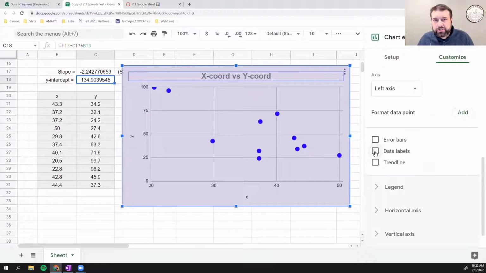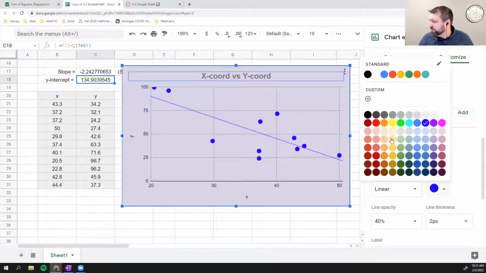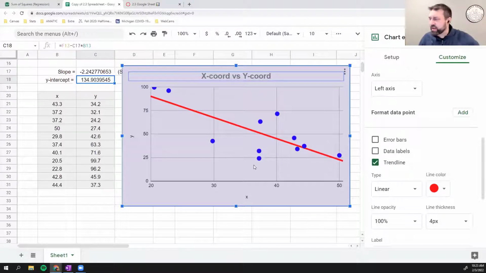But here is the checkbox that you really need to make sure you know where it is. Trend line. So go ahead and click trend line. Boop, and there it is. It automatically puts that line of best fit right into your graph. And I'm going to make this a red trend line. Maybe we'll thicken it up a little bit so you can see it better. We'll increase the opacity so it's in there like 100%. That's a nice, solid red trend line.